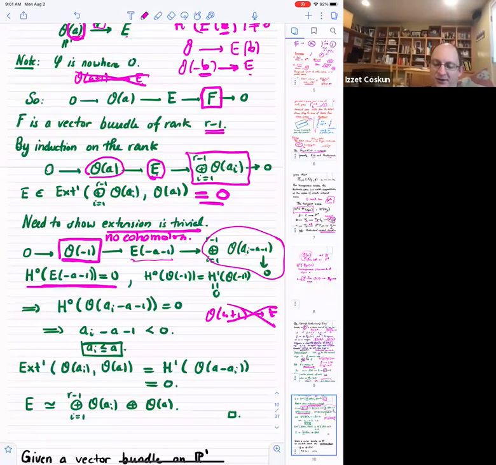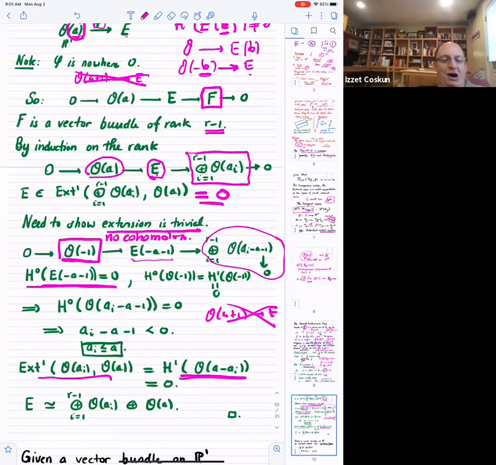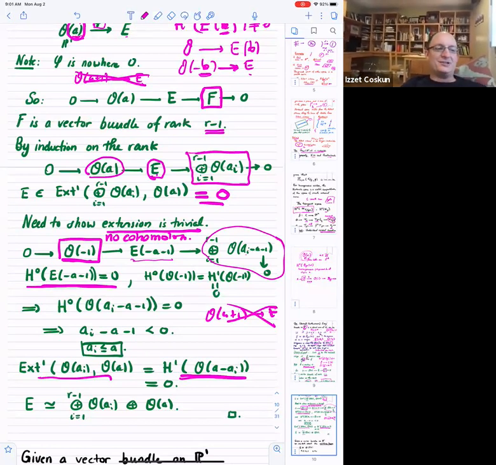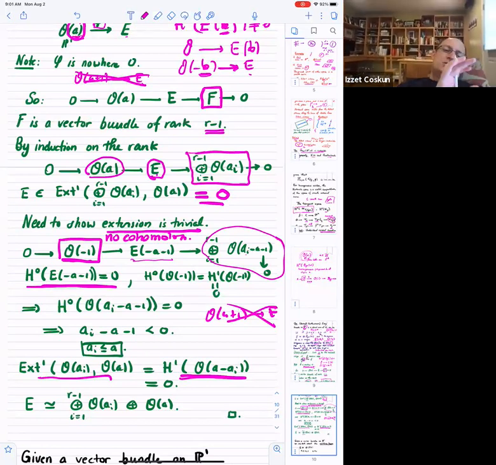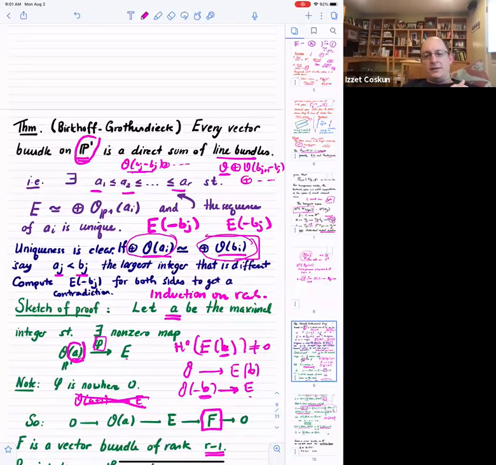Okay, so now you see what we get is that this X1 group is H1 of OA minus AI, right? And we get that there is no higher cohomology in that case, and then we learned that the extension class has to be 0. So the upshot of this is that there are no interesting vector bundles on P1. They are all direct sums of line bundles.